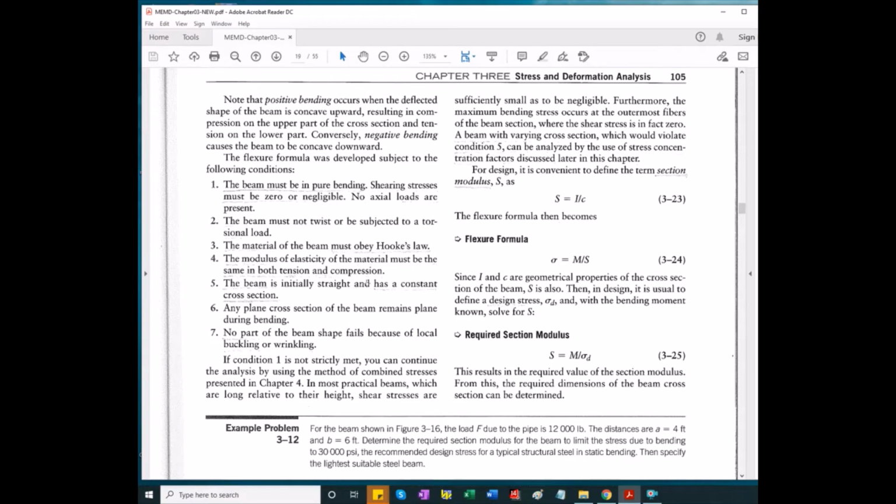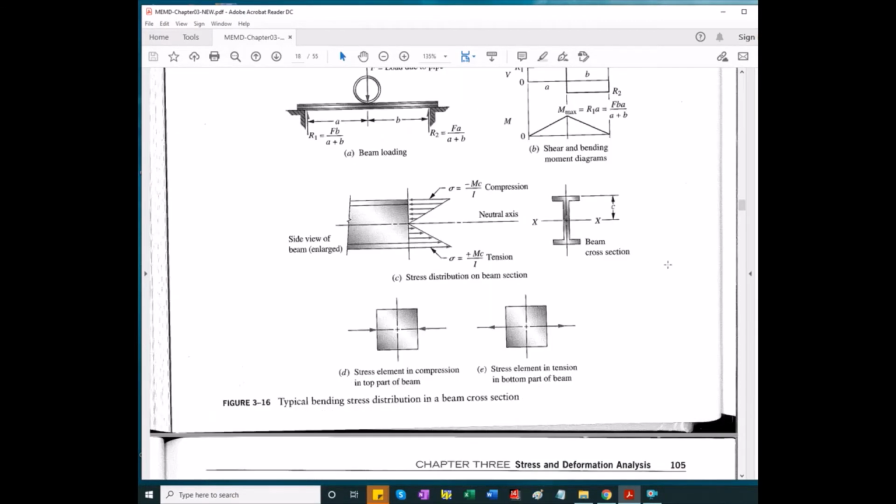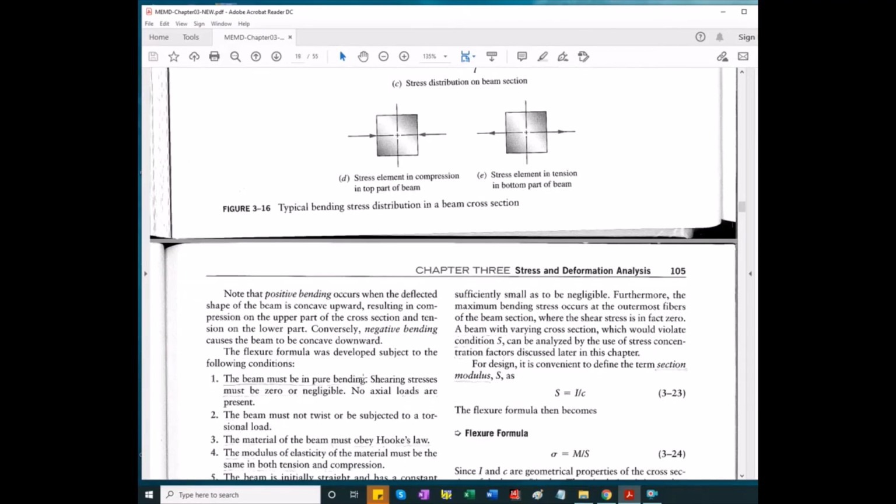The Young's modulus to be the same in tension and compression, and no significant change of curvature, so straight or very slightly curved the beam has to be, and loading has to remain in one plane. Offset loading can cause twisting, and no buckling or wrinkling, possibly for I-beams. You know, a slender, thin web I-beam can wrinkle under loading.